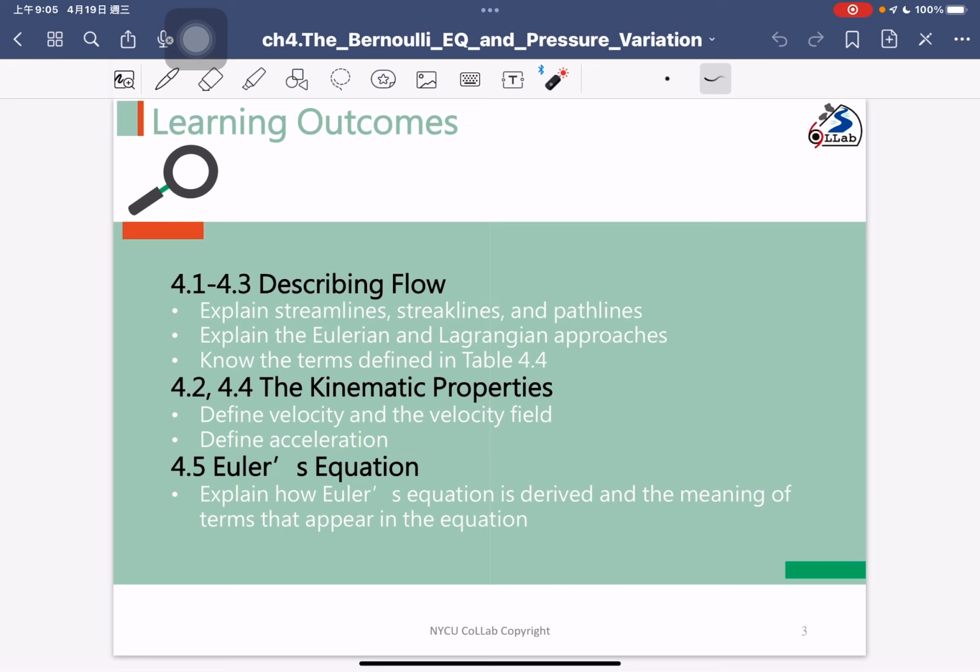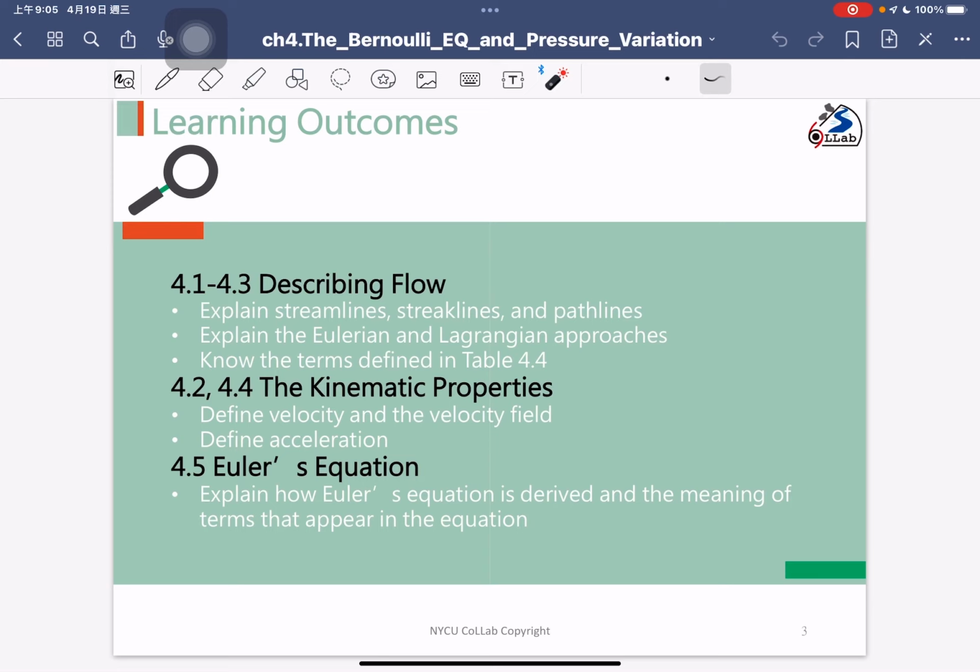So first, we want to describe the flow field. I will explain what the streamline is, what the streak line and the path line are. And we have two approaches, Eulerian and Lagrangian, to describe the motions of the fluid particle. And then we move to the topic related to the kinematic properties. I will teach you how we can calculate the velocity, what the velocity field is, and how we define the fluid particle acceleration.